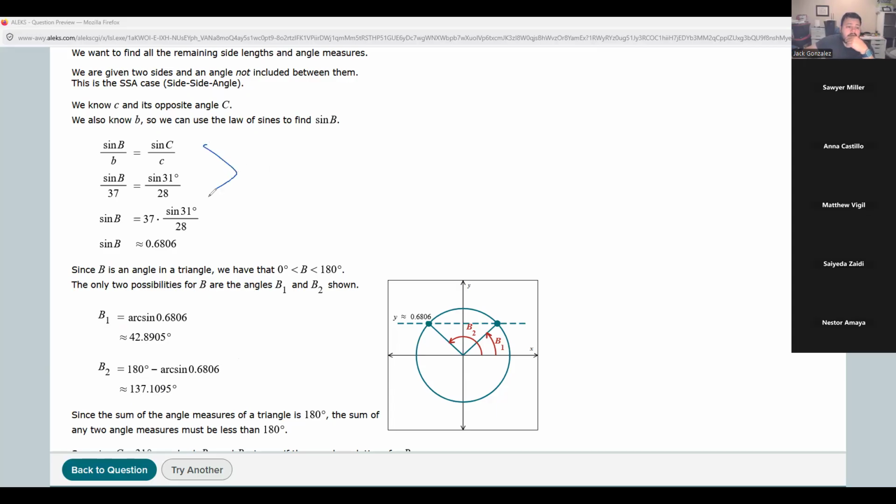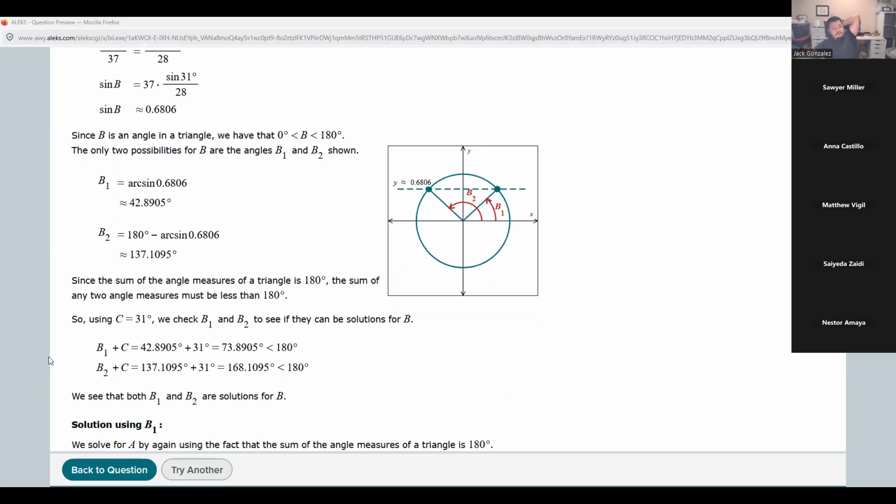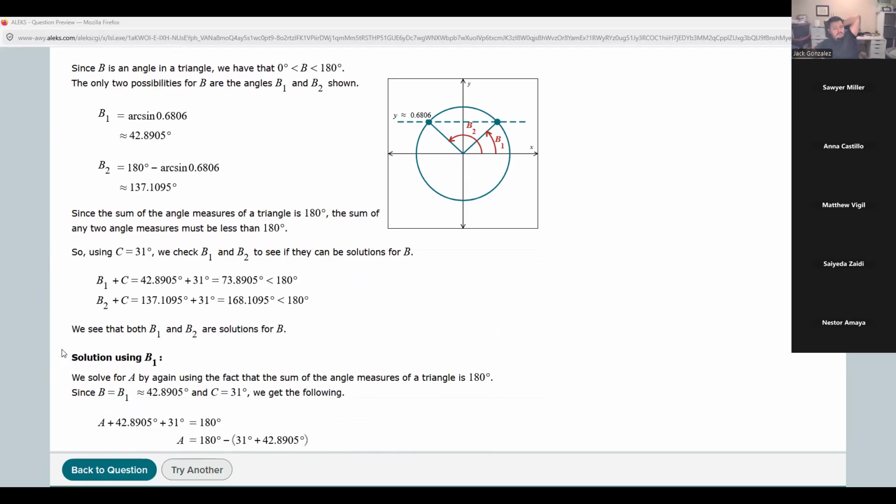So when we go through all this work and we get to the part where we solve for capital B, we have to deal with the fact that there's two locations. So it might have two triangles or it might have one. Now, this is how you test for it. If you're like, well, how do I know if there's two triangles? Well, once you solve B1 and B2, add them to the angle that you were given and see if it's too big.